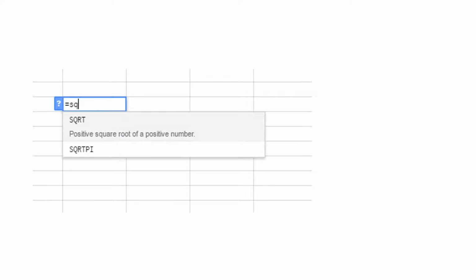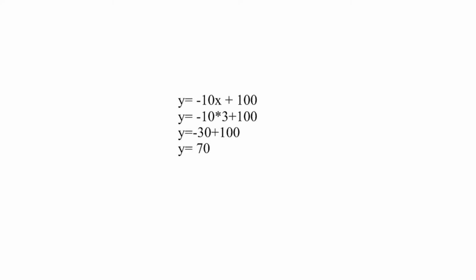If I asked you how much would the pineapples cost, or how many pineapples would I sell if pineapples cost $3, I would substitute the 3 in for x, and I have y equals negative 30 plus 100, so y equals 70.